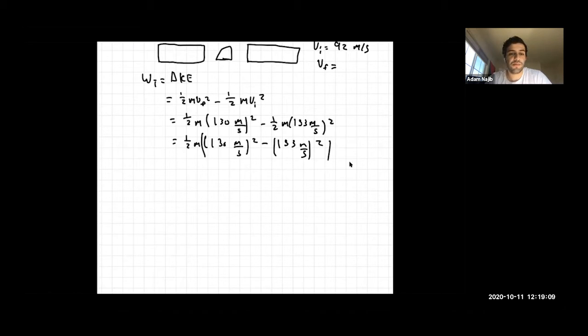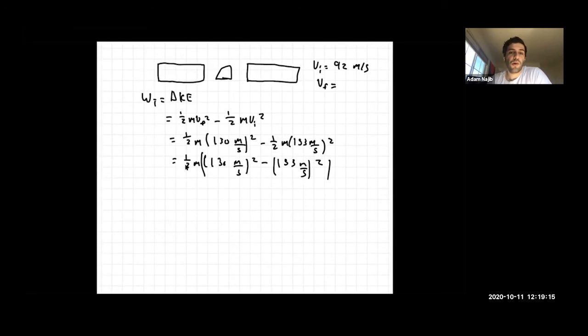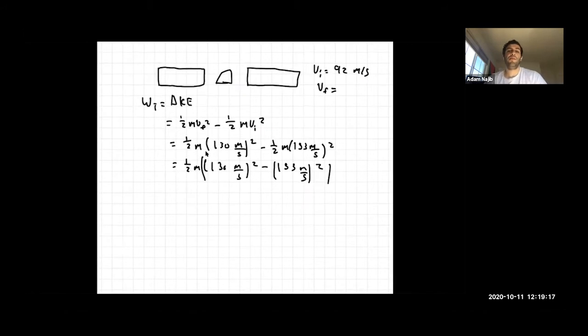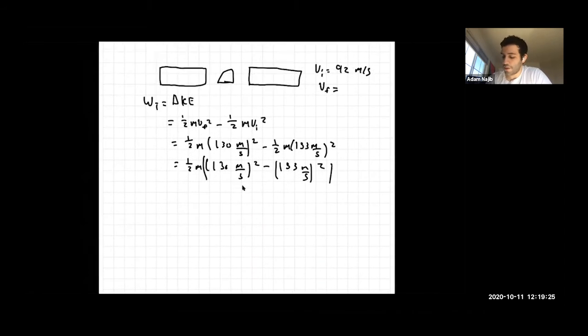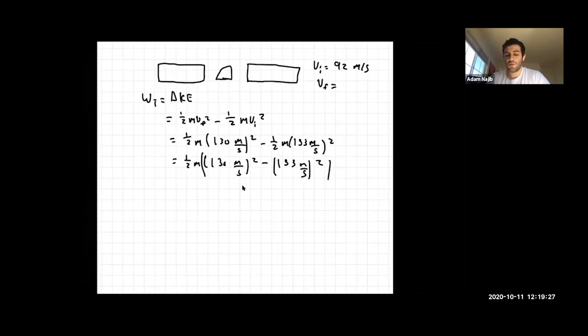So just to reset that, 1/2 MVF squared minus 1/2 MVI squared, factor out the 1/2 m, and then plug in my values of VI and VF, which were up there. So my bad, I did mix those up. But anyway, moving forward, so just go on my calculator.